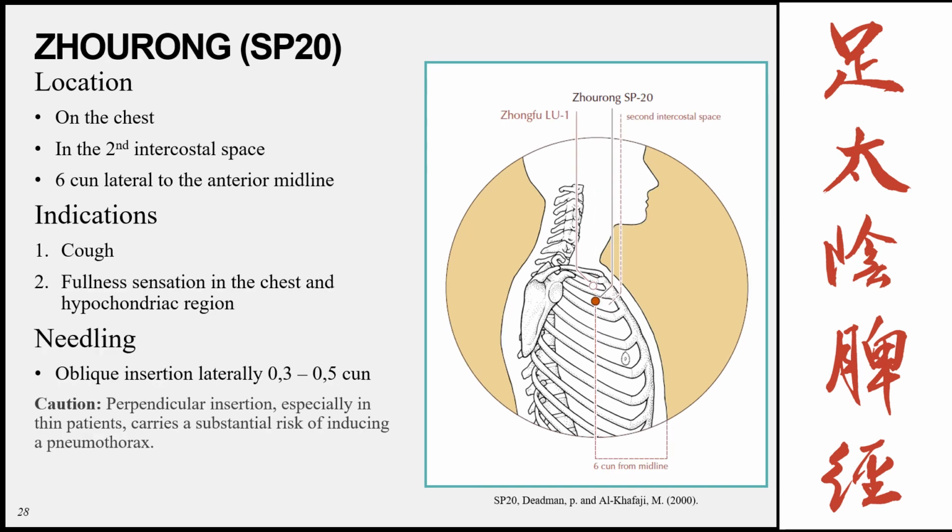The next point is Jiaorong, spleen 20. This point is still 6 tsun lateral to the midline like the previous, except it's now in the 2nd intercostal space. So here's the 1st space, we're in the 2nd space, and we're 6 tsun lateral to the midline. This point is indicated for cough and the sensation of fullness in the chest and hypochondriac region. Our insertion is exactly the same. It's an oblique lateral insertion, 0.3 to 0.5 tsun, and that same caution against perpendicular insertions.